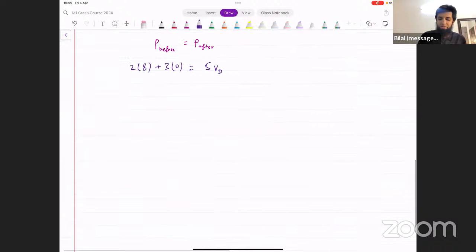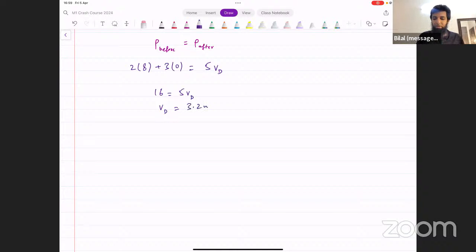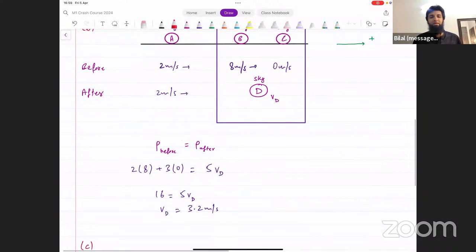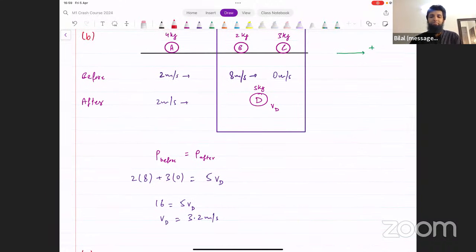And now we just solve this. That gives us 16 equal to 5 times VD. And VD turns out to be 16 over 5. That's going to be 3.2 meters per second. That's the speed of D after this collision. Make sense? Any problem with this?